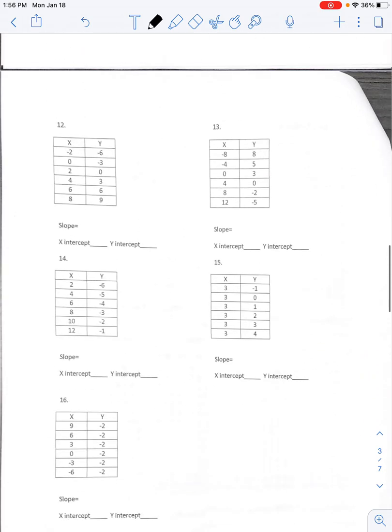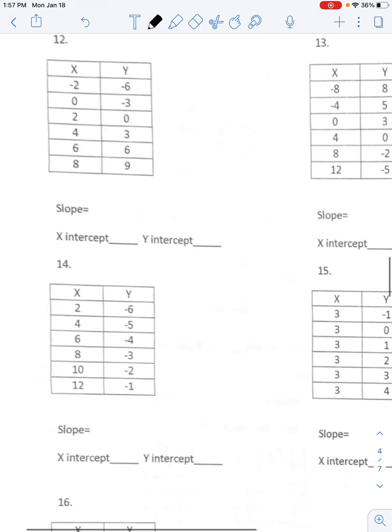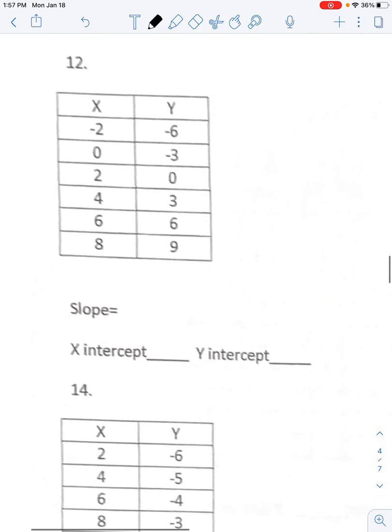All right, next page. So finding the intercepts from a table. So this is actually pretty simple. Okay, so when you're looking for the intercepts in a table, you're looking for the zeros. So we need to find the x-intercept first. All right, so we need to find the 0 in the y column. There it is. The x-intercept is 2. Now we need to find the 0 in the x column. And the y-intercept is negative 3.